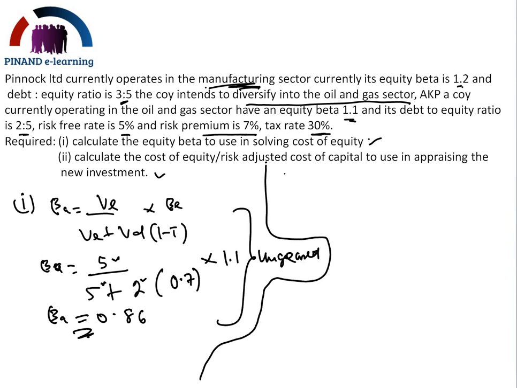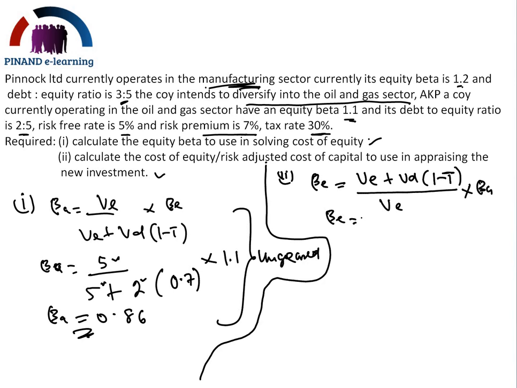Okay, let's go on. Next one we're doing, this is step 2. If I'm going to gear back, I'm just going to turn the formula upside down: VD(1 minus T) over VE. Just turn it upside down, multiply it by BA. If you do that, BE will be equal to VE plus VD(1 minus T) over VE times BA.